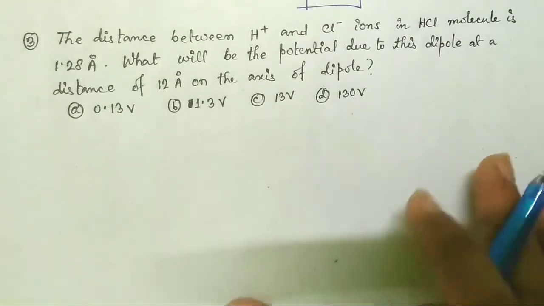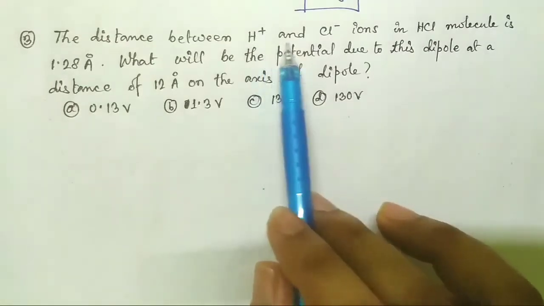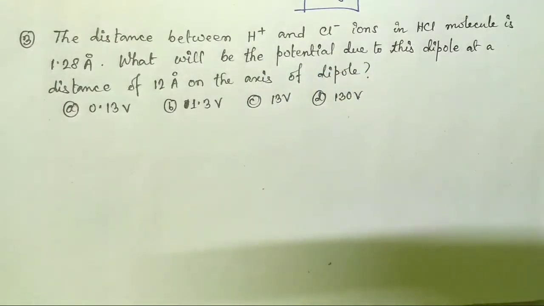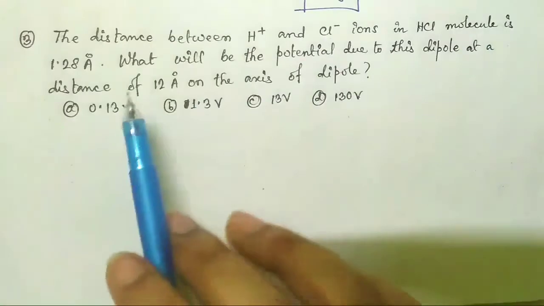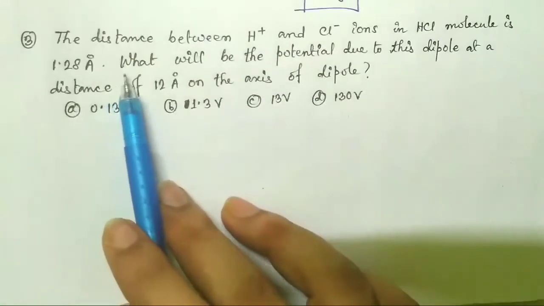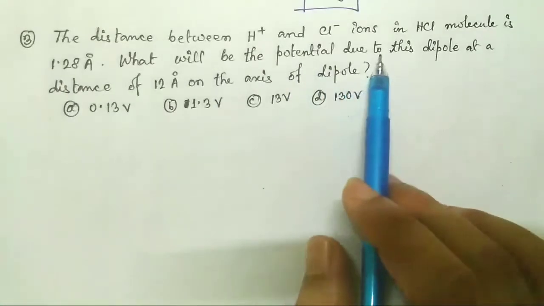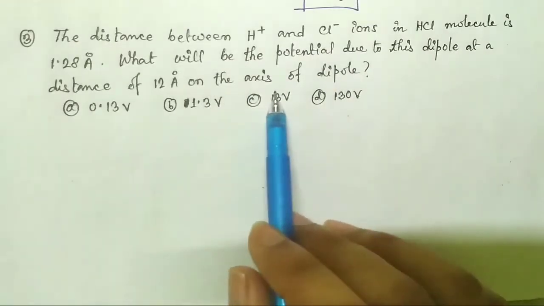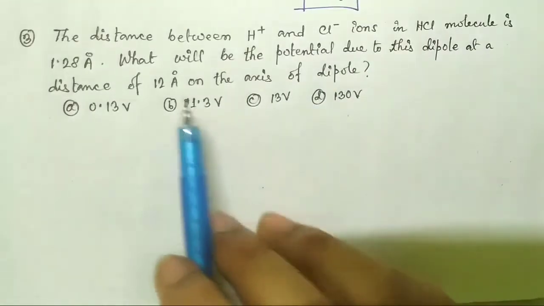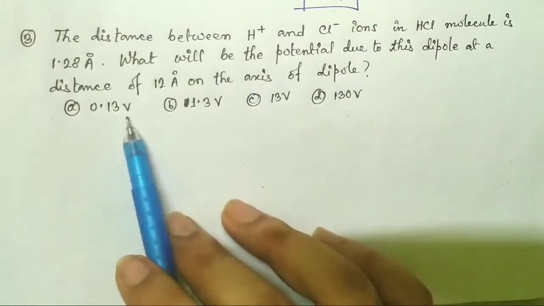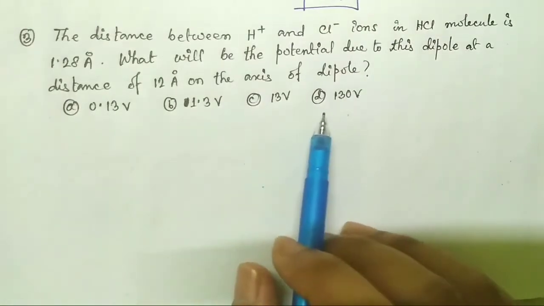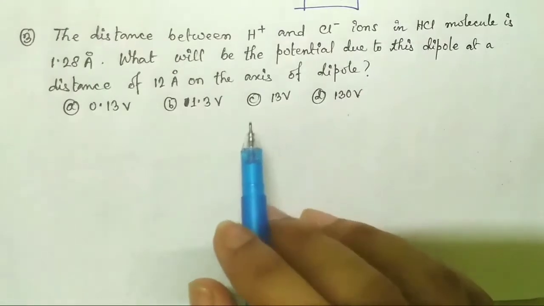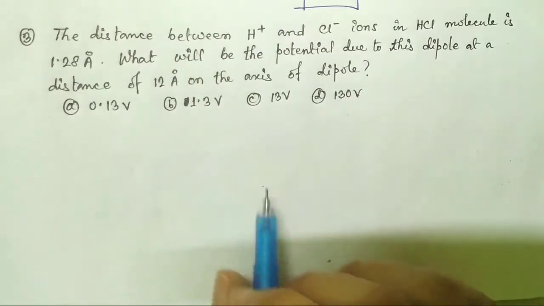Question number 3. The distance between H plus and Cl minus ions in HCl molecule is 1.28 angstrom. What will be the potential due to this dipole at a distance of 12 angstrom on the axis of dipole? Four options are given: 0.13 volt, 1.3 volt, 13 volt and 130 volt. Let us see how to solve this type of questions.